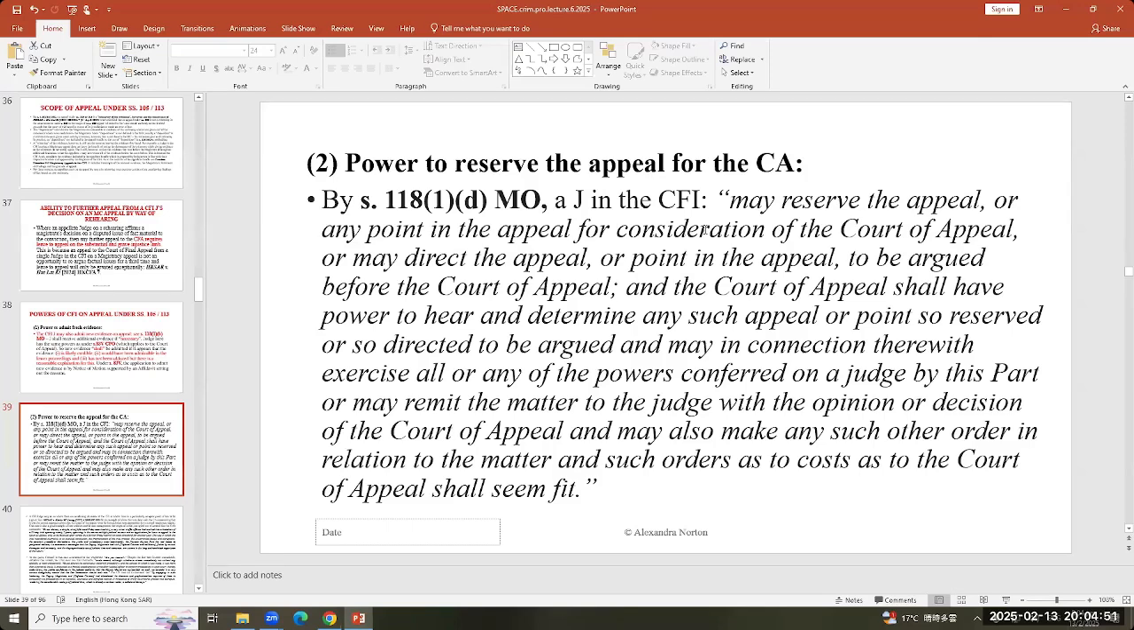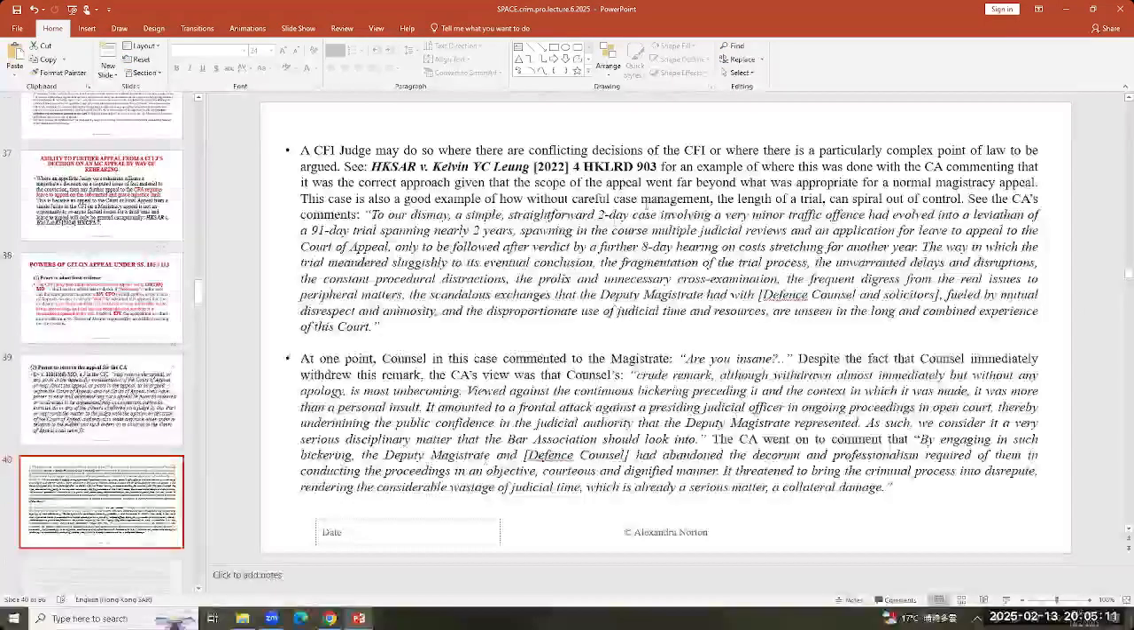So it's used where the CFI judge thinks that this is a particularly complex issue, or where perhaps it involves a novel, a new point of law that hasn't been argued before. So he doesn't want to risk being criticized, basically. So he sends it up to the Court of Appeal.